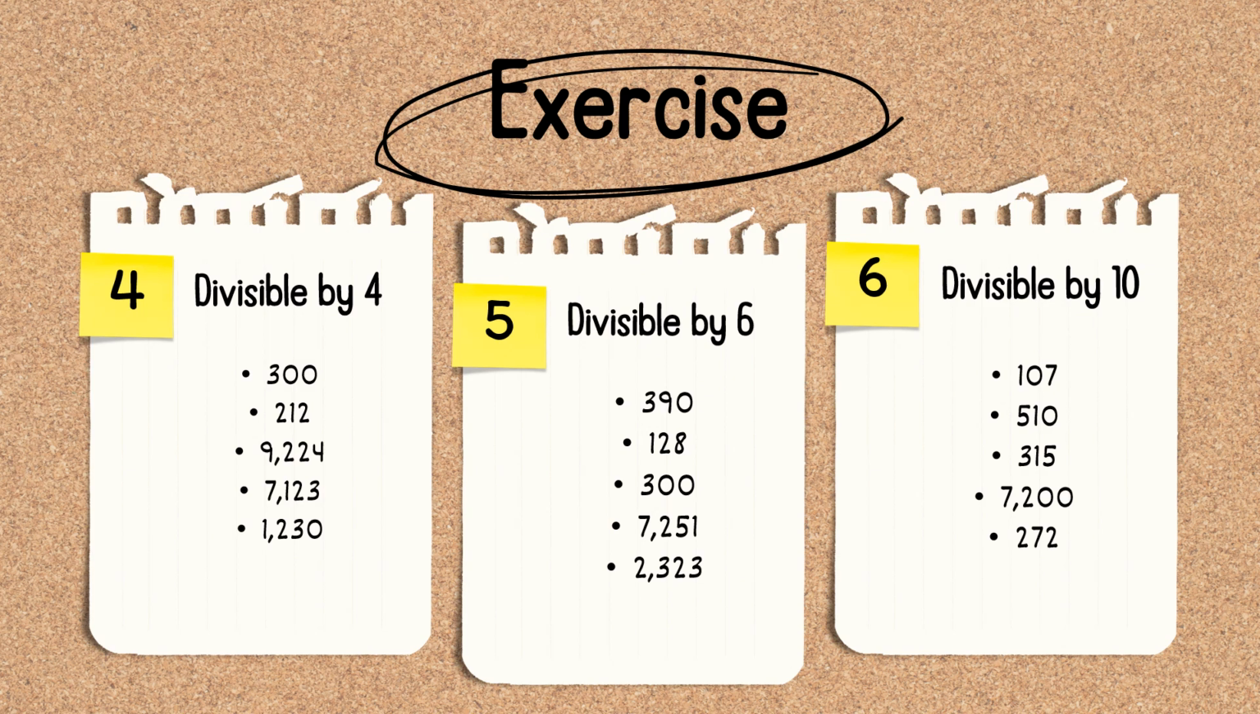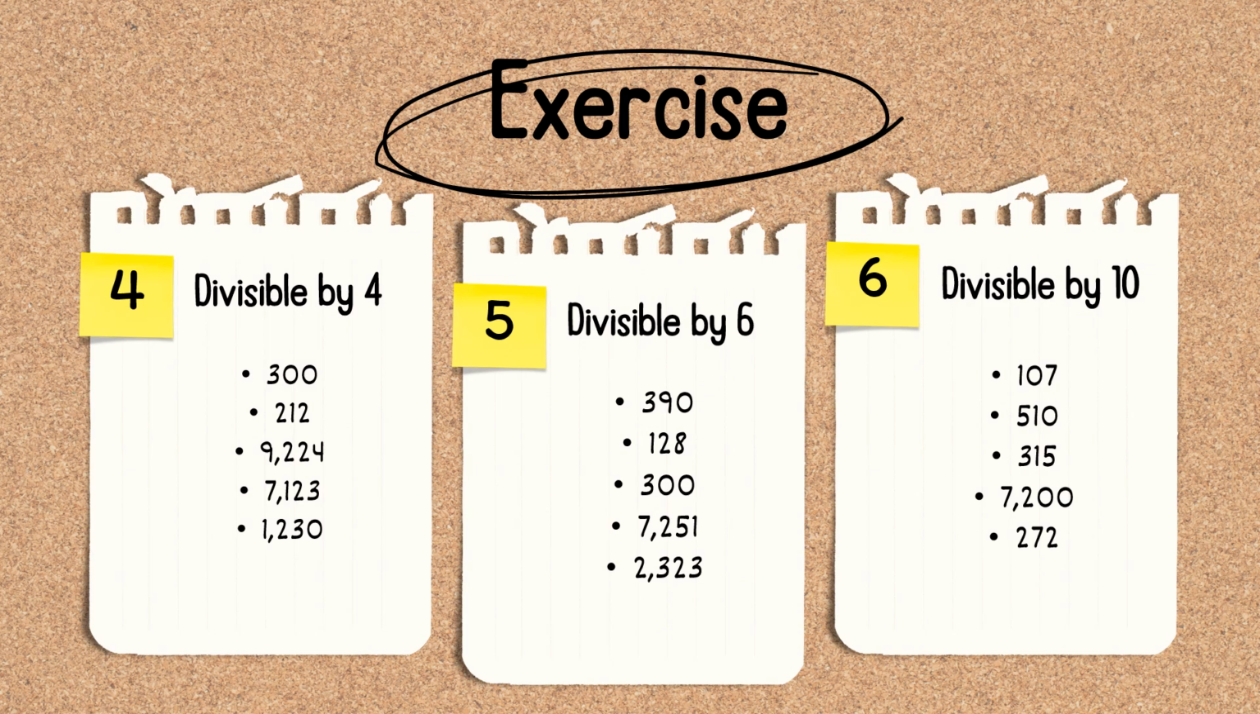7,123. Oh no. Who will tell me? 23 is not divisible by 4, is not a multiple of 4, is not in the timetable of 4. So the number 7,123 is not divisible by 4. Excellent, excellent, math champions.